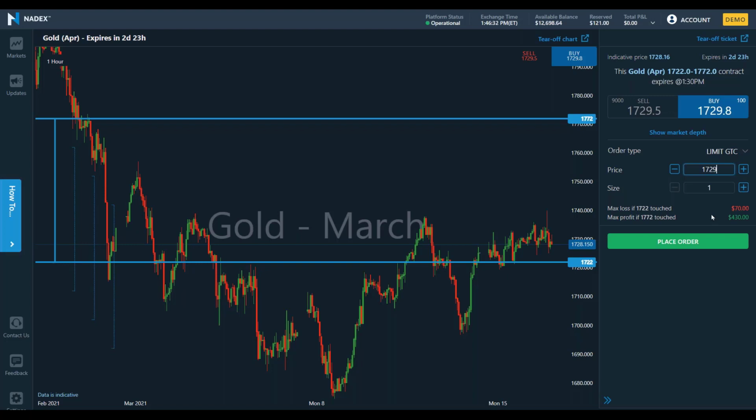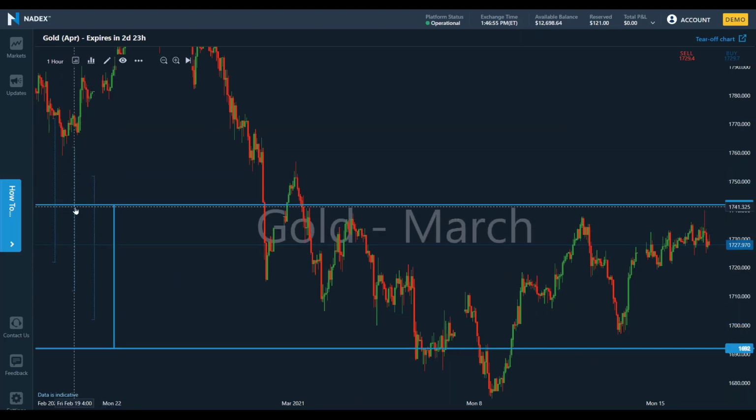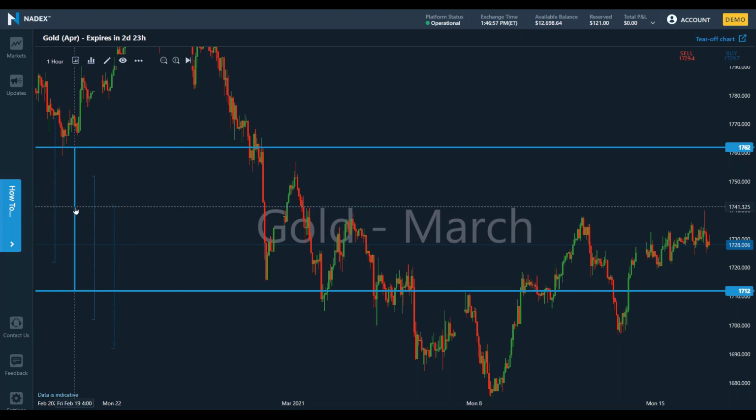So I could go long gold here, and it would only cost me $70. Now, if it were to touch 1722, I'd get knocked out. I lose my $70. But if it were to trade higher, I would potentially profit on this trade. Okay, and this is why we give you different knockout levels, so you can choose the risk reward profile that suits your trade, suits your opinion.